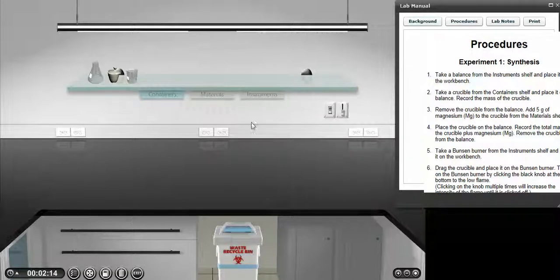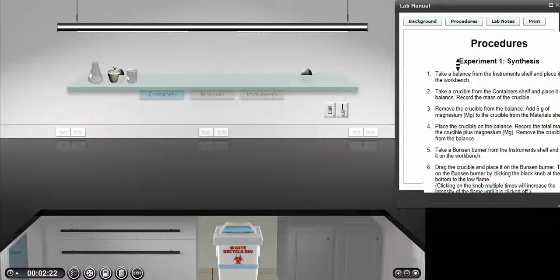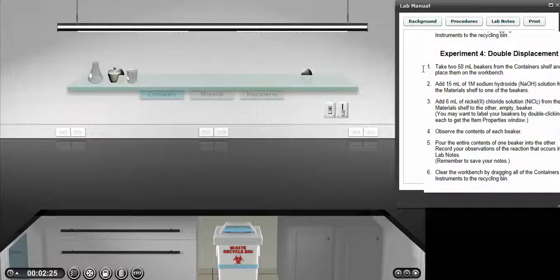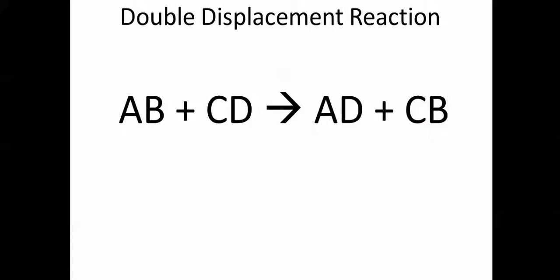The experiment we are going to present is a double displacement reaction between sodium hydroxide and nickel chloride. A double displacement reaction is a type of reaction where part of one reactant is replaced by part of another reactant. Double displacement reactions take the form AB plus CD equals AD plus CB.